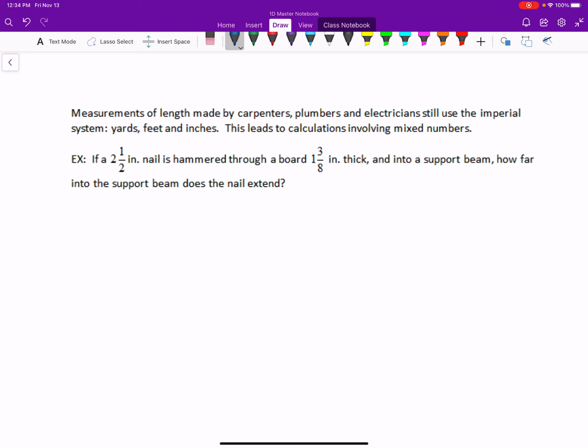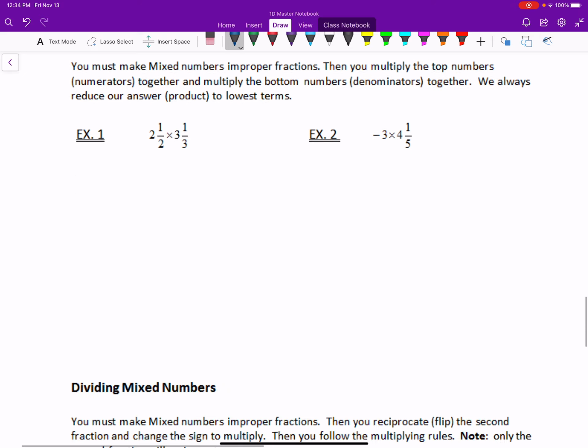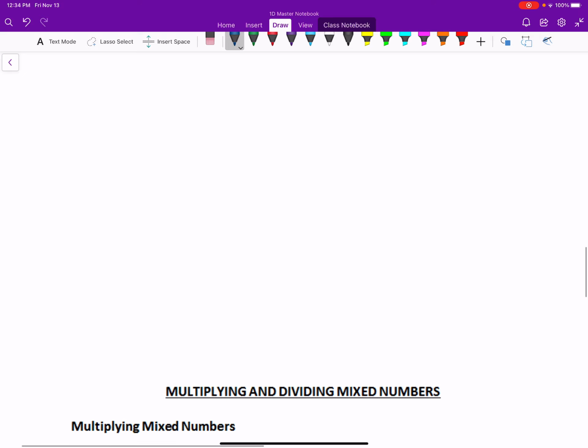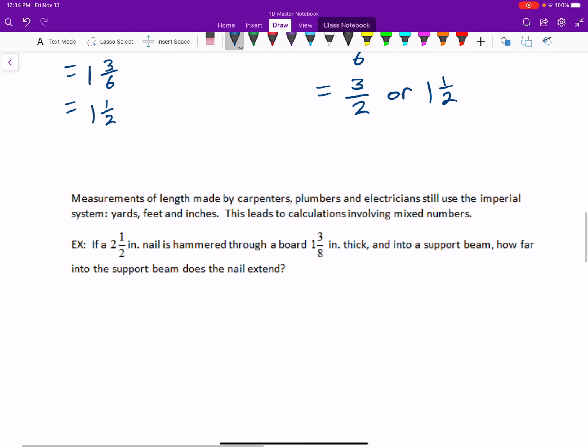Measurements of length, this is just another example. Carpenters, plumbers, and electricians still use the imperial system: yards, feet, inches. So just skimming ahead to see what we got there. Okay, yards, feet, inches, yes. This leads to calculations involving mixed numbers if we're using imperial measurements often. If a 2.5 inch nail is hammered through a 1 3/8 inch board into a beam, how far into the beam does it go?